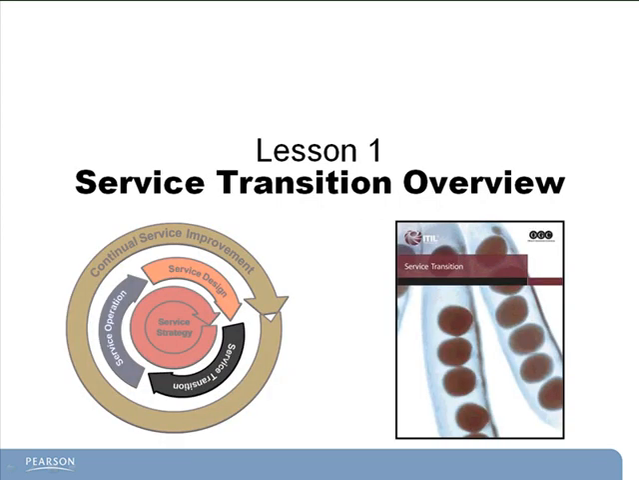Lesson 1 is our Service Transition Overview. Here on the left is our trusty service lifecycle ball. If you remember our story, I asked you to envision a group of lawyers who just graduated law school. These folks decided while sitting in a diner to start up their own law firm. The lawyers wrote down some of their needs and business requirements on the back of a diner placemat.